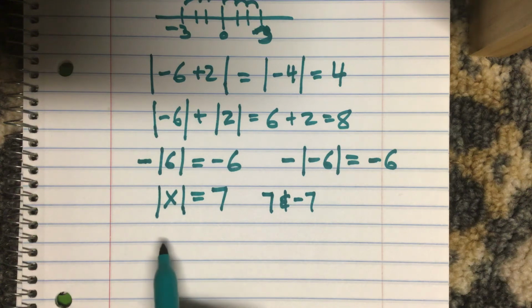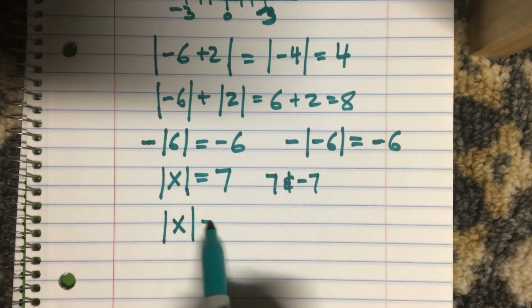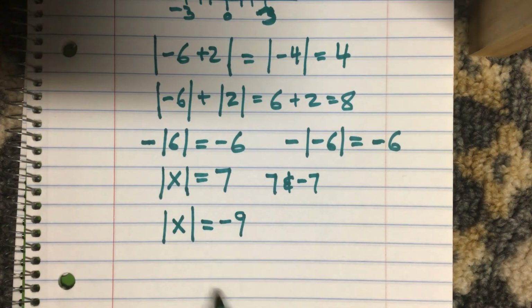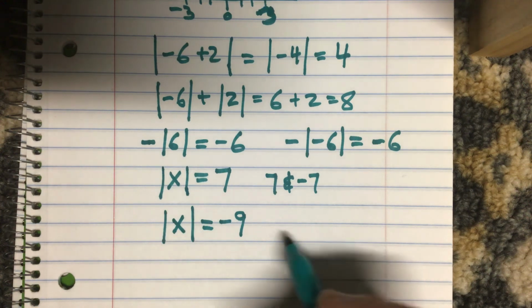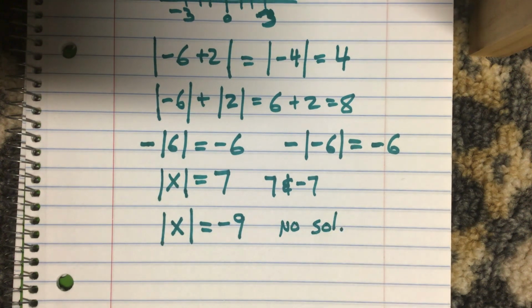And then there's a trick question. It could be asked like this. The absolute value of x equals, let's say, negative 9. What can you put in here that will get you an answer of negative 9? And this is a trick question. There's no solution because when you take the absolute value, you'll always get a positive answer. So this is no solution. And I think that's the only type of problems you're going to see for now. So that's absolute value.